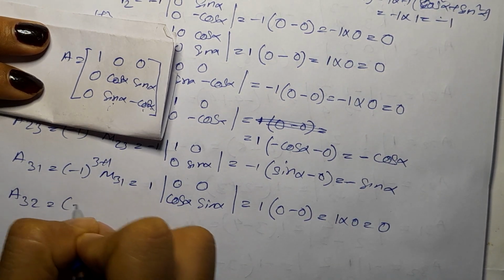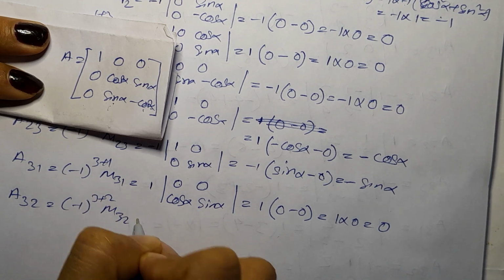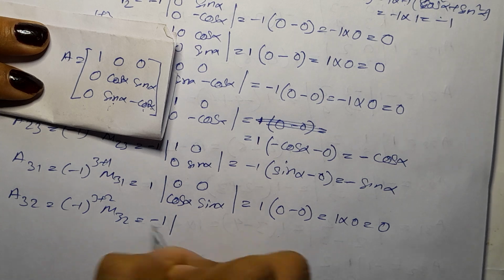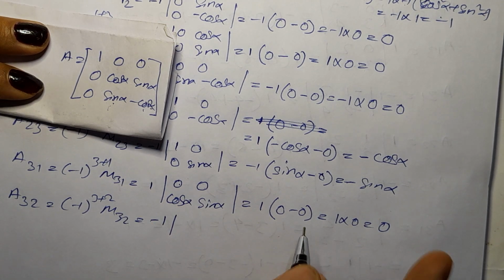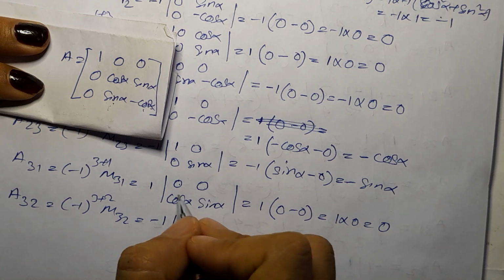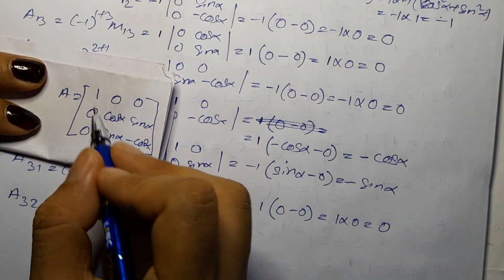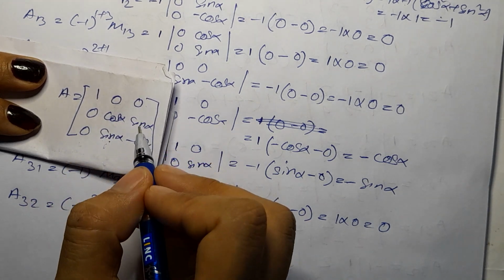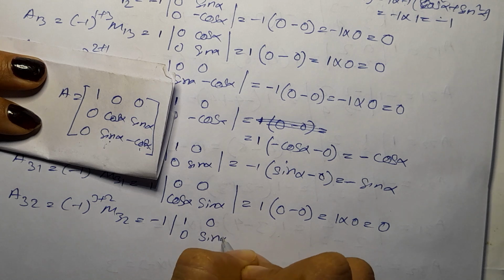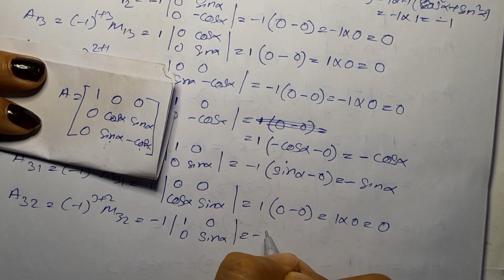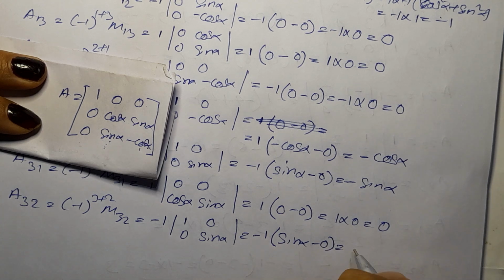A32, (-1)^(3+2) M32, here it will give minus, because it is odd. Whenever the power is odd it gives the minus, whenever the power is even it gives the positive. So eliminate the third row and second column: 1 0 0 sin alpha. So it will give minus 1 bracket sin alpha minus 0, so minus sin alpha.